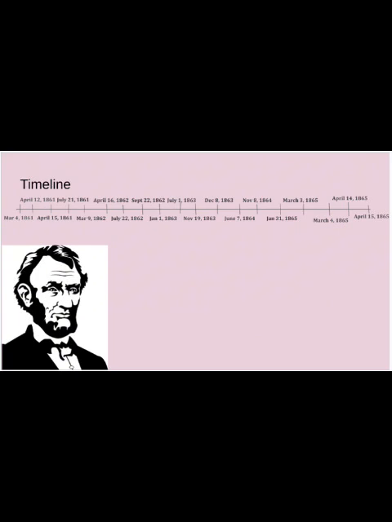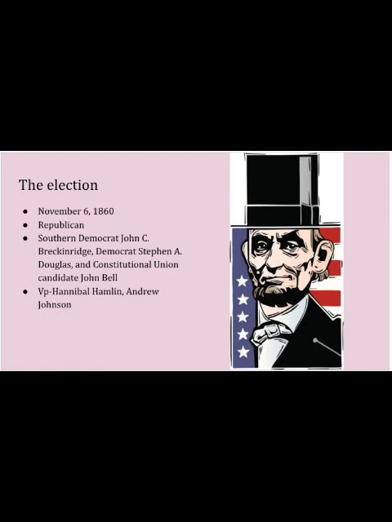The next month, on April 14th, Lincoln was shot by John Wilkes Booth around 10:15 p.m. By 7:22 a.m. on April 15, 1865, Lincoln had died, and Andrew Johnson was sworn in as the 17th president. We will move on to details about the election.